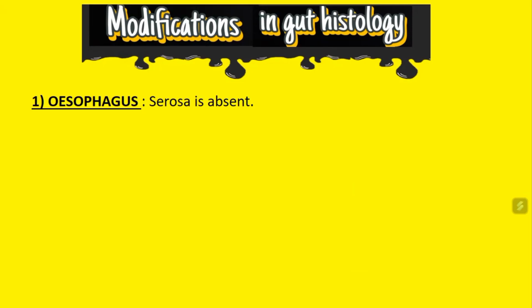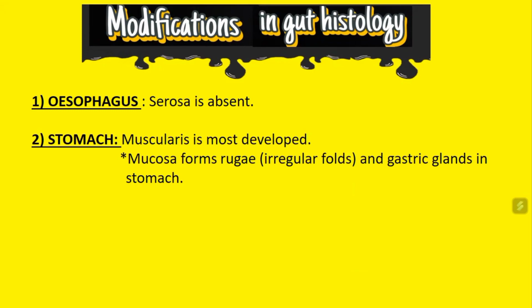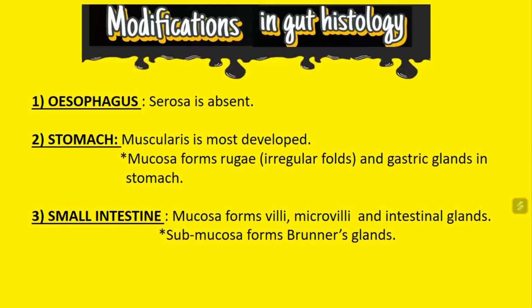Now, let's discuss some modifications in gut histology which impart specific characteristics to various parts. Number 1, esophagus. Esophagus does not have the serosa layer. Number 2, stomach. Muscularis is most developed in the stomach and the mucosa forms rugae, the irregular folds, and gastric glands in the stomach. And finally, the small intestine. The mucosa layer forms villi, microvilli, and intestinal glands in the small intestine. Also, the submucosa forms Brunner's glands.